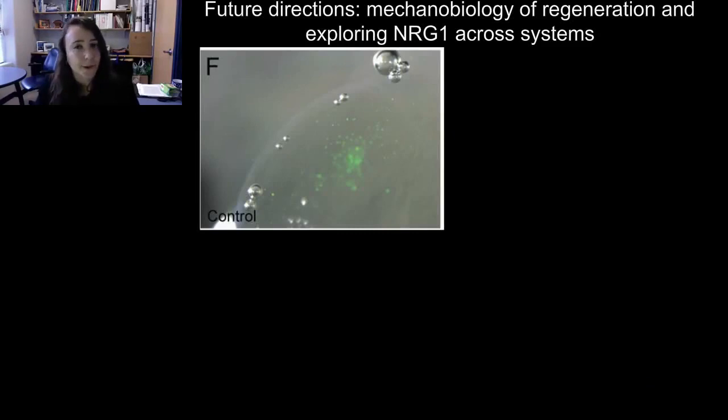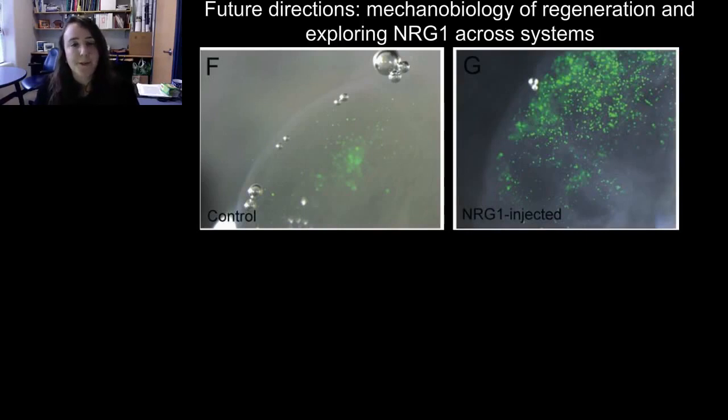Now, other areas that we're excited to explore, first of all, we'd really love to see how Nerve-1 affects other organs and tissues in the axolotl. These are just a couple of photos. They're very preliminary and rough. But here you have a heart on the left that's simply a developing axolotl heart. And on the right is a heart that's been injected with Nerve-1. And you can see that proliferation has gone up quite considerably in this heart.